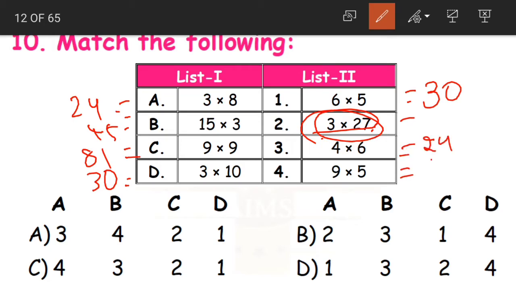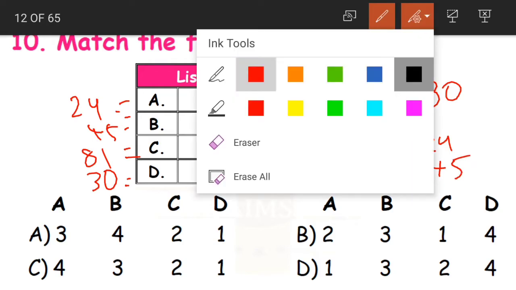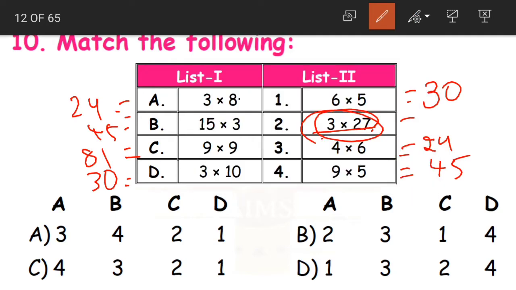4 6s are 24. 9 5s are 45. Let us match the numbers that we know here. A is 24. So is 3. B is 45. That is equal to 4. Now D is 30. That is equal to 1. Now what is remaining? C and 2 are remaining. So we can say that 3 into 27 is equal to 81. That is equal to C.